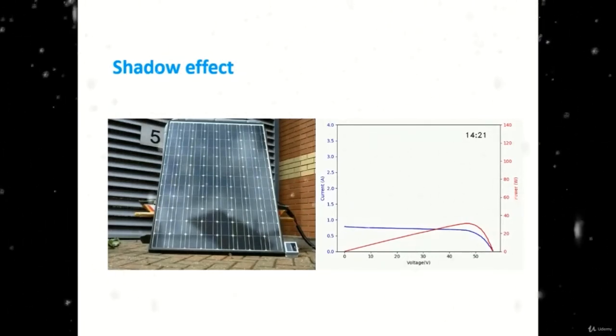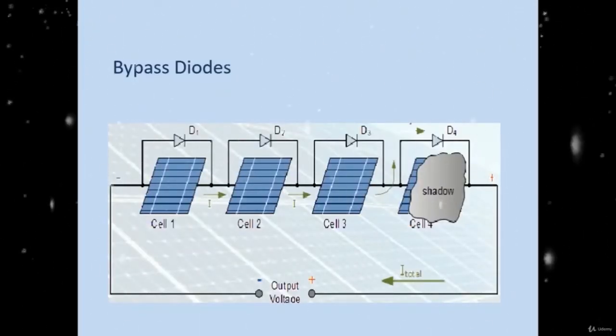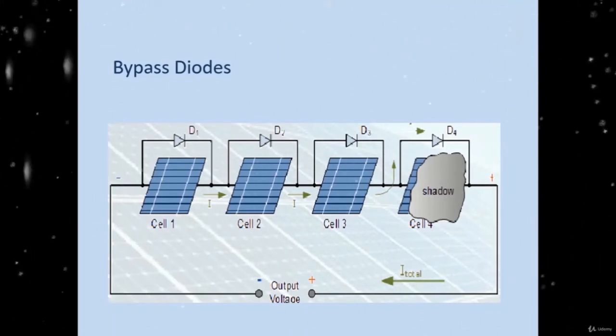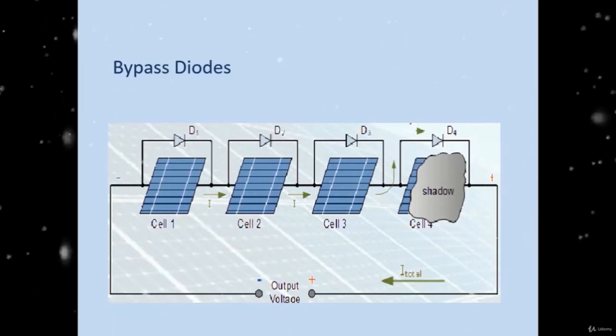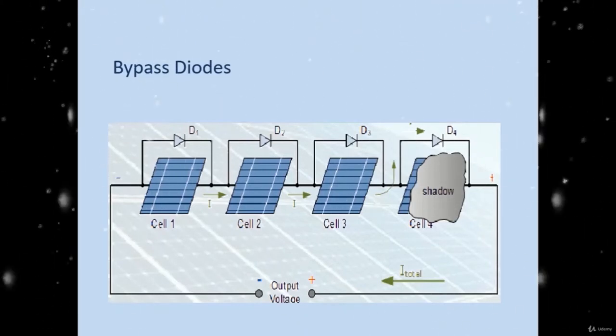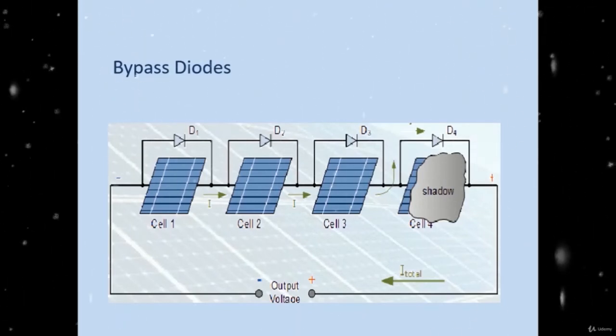output from the system. There is a solution for the shadow effect, which is the bypass diode. Bypass diodes are integrated with the solar panels in the factory. So what is the bypass diode? Bypass diode actually is another way that the current could go through and complete the circuit.